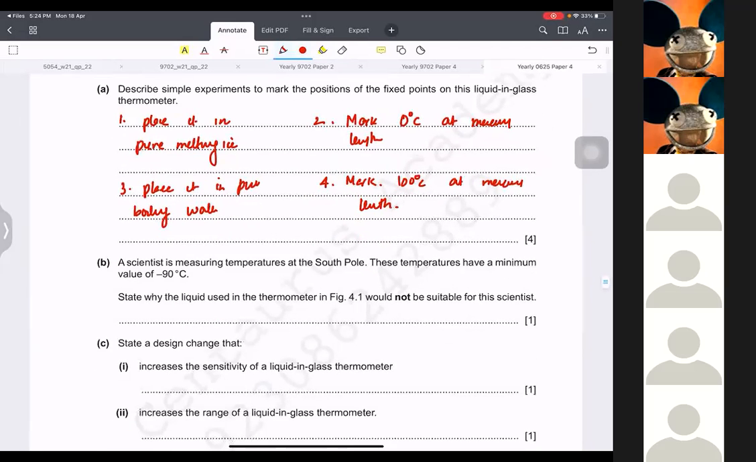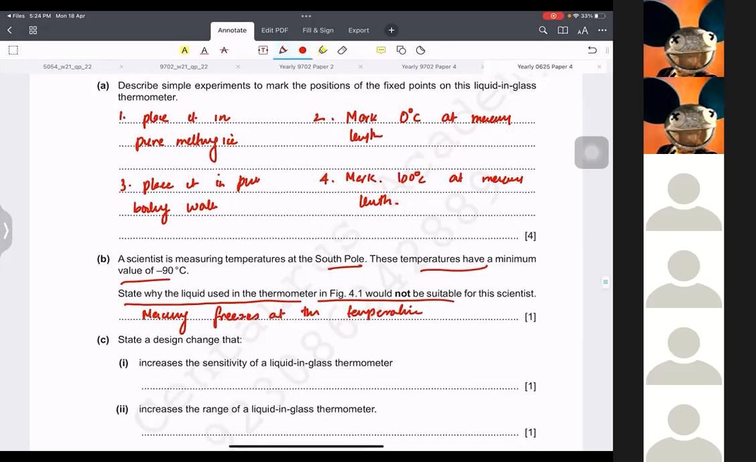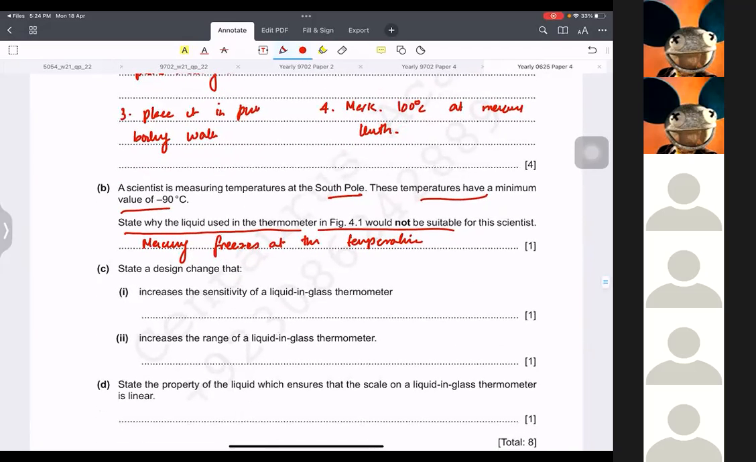Now, a scientist is measuring temperatures at the South Pole, where temperatures are a minimum of minus something. State why the liquid used in the thermometer would not be suitable. Because mercury freezes at this temperature. Mercury is good for hot temperatures, and for cold, alcohol is good.